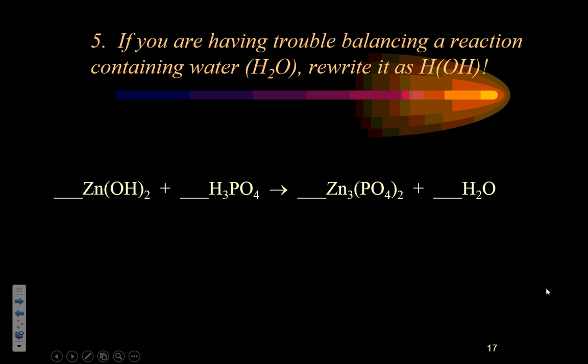Now, the last little trick we're going to talk about here is one that's going to pop up a couple times in the homework. This one is not as big of a deal, but it really does help balance. If you're having trouble balancing a reaction containing water on the product side, and you see OH on the other side, it really can make it easier to balance if you write water as HOH. So in this particular problem, I'm going to cross out water and think of it as HOH.